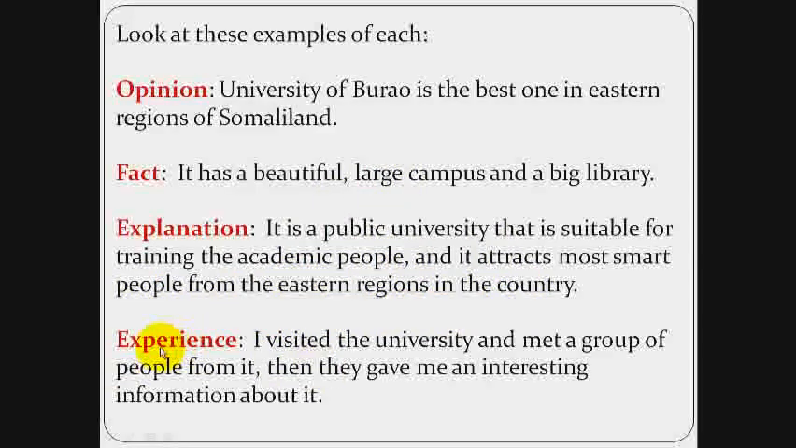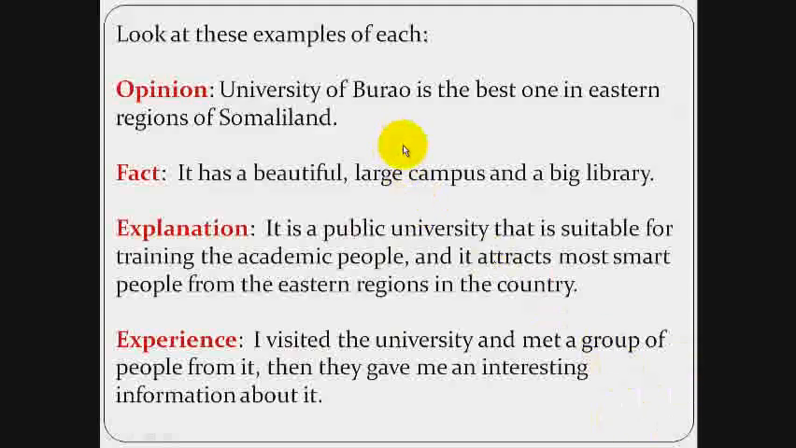Then an experience. This is another reason that strongly supports the opinion of the writer. I visited the university and met a group of people from it. Then they gave me interesting information about it. This is a very good experience. And now you personally, if you go to the university, you will see that this positive information about the university is true. It has very good information when compared to other universities in the eastern regions of Somaliland.